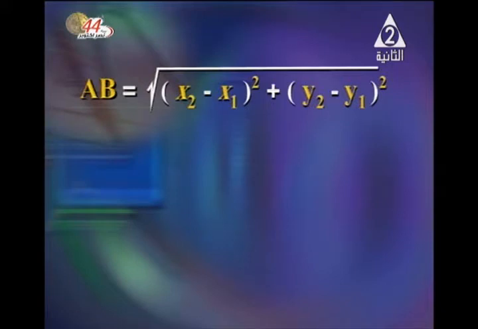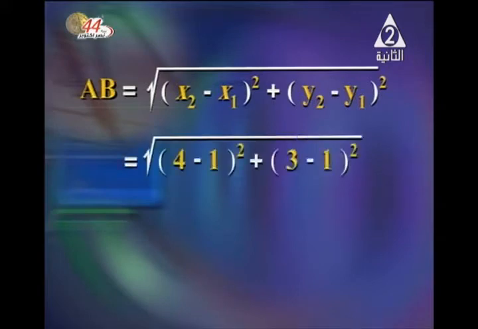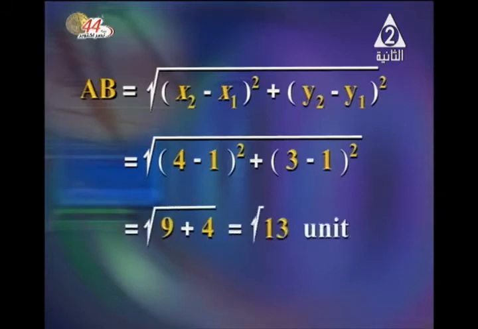What about AB? It is the square root of (x2 minus x1) all to the power of 2 plus (y2 minus y1) all to the power of 2. By substituting, it is the square root of (4 minus 1) all to the power of 2 plus (3 minus 1) all to the power of 2, which is equal to square root 9 plus 4 equals square root 13 units. What about BC?